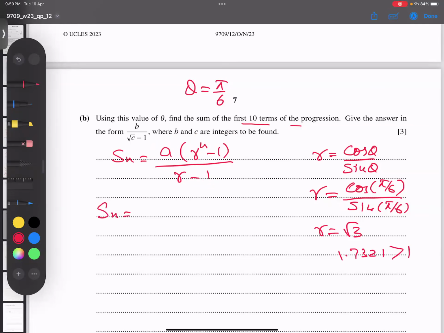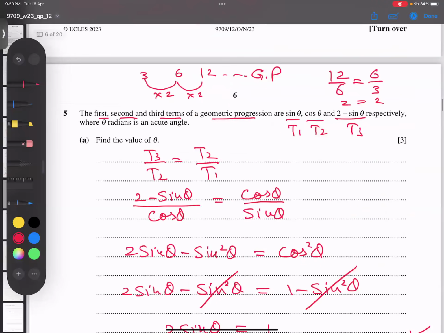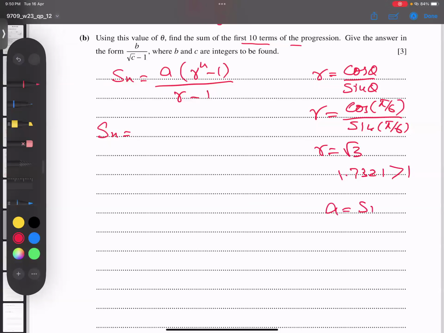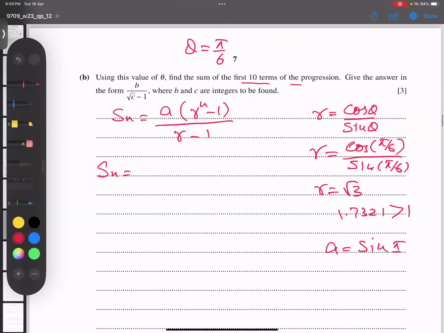Now plug in the values. What is the first term? The first term, according to the question, is sine theta. So I will plug in sine theta, but theta is what, student? Pi by 6. And sine pi by 6, if you check in the calculator, gives us 1/2. So the half value comes here, and R value is what? Root 3 goes there. So root 3 to the power 10, because n is 10, as he said 10 terms. Minus 1, over root 3 minus 1.